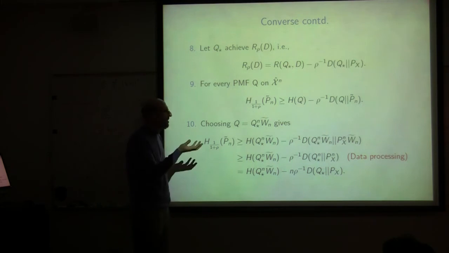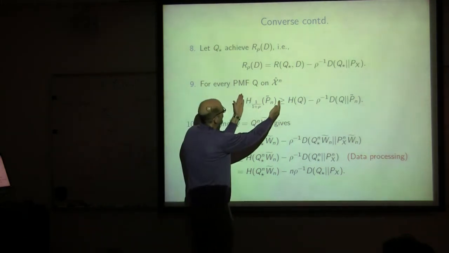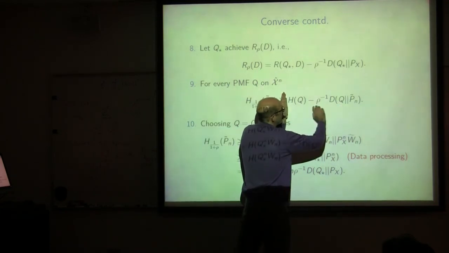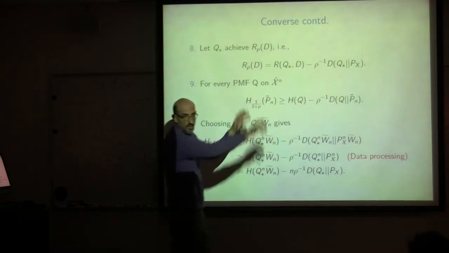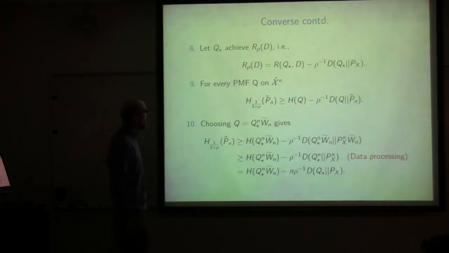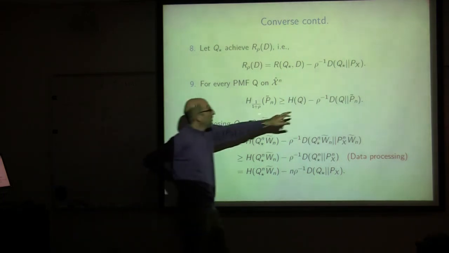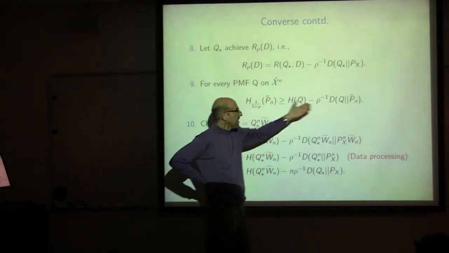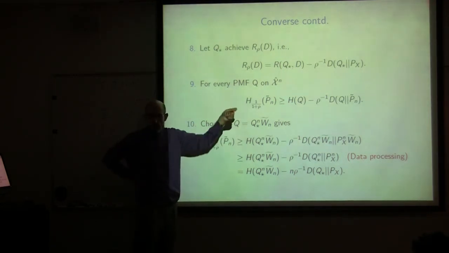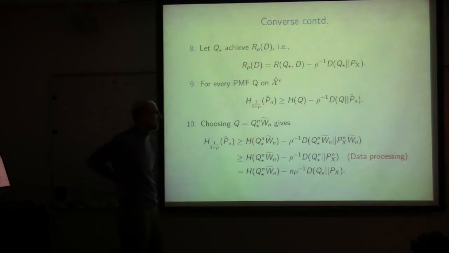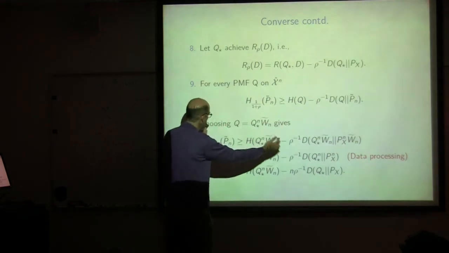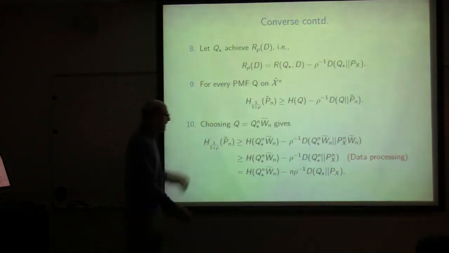And from the variational characterization of Renyi entropy, we know that the Renyi entropy of p tilde is lower bounded by h of q minus rho inverse d of q for every q. Every q that we choose, this is the variational characterization of the Renyi entropy. And now I need to choose some q here that is going to be useful. Anyone will give me a lower bound. What I choose is, of course, the result of taking q star to the n and passing it through this channel, which maps x sequences to x hat sequences. And this is what I did. So take this in here and plug in this distribution.